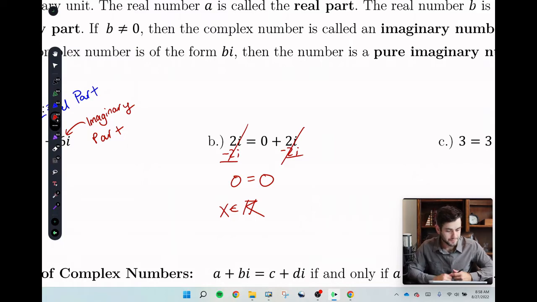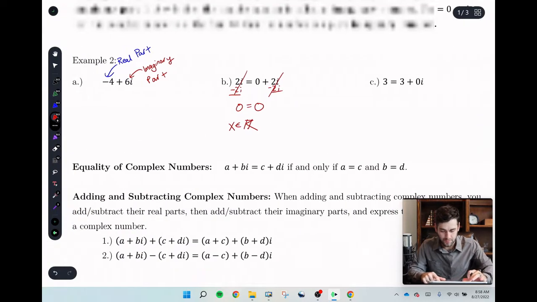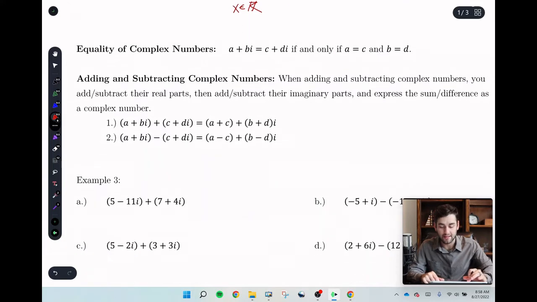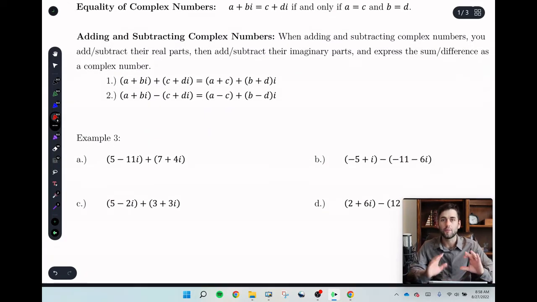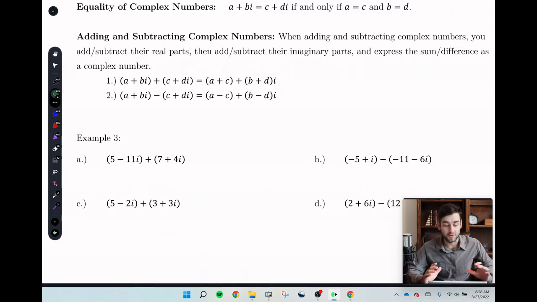All right, so let's look at adding and subtracting complex numbers. Promise you this is going to be super easy. And it's going to be good practice for us, because we're going to treat the i when adding and subtracting, not when multiplying, because it works a little bit different. There's a little extra step. But when adding and subtracting complex numbers, we're literally treating the i like a variable.